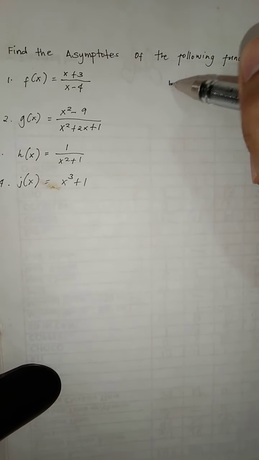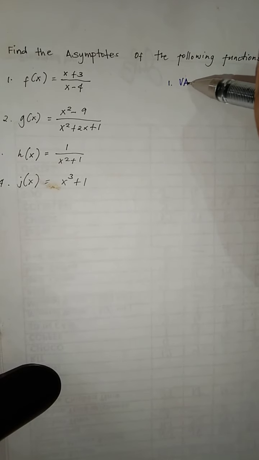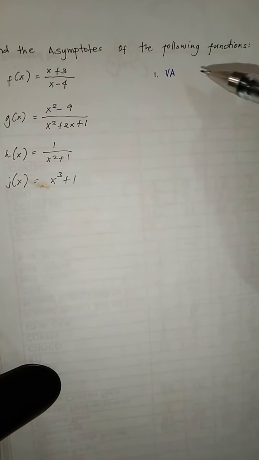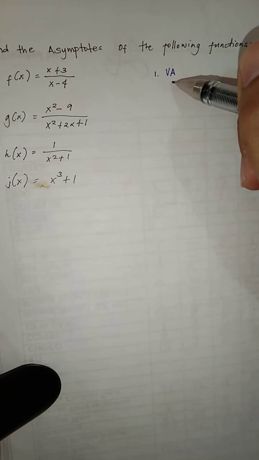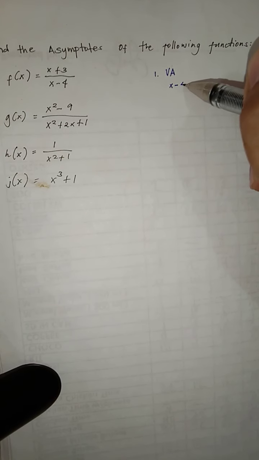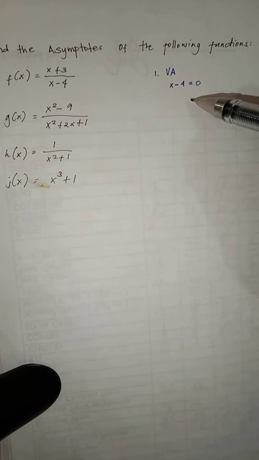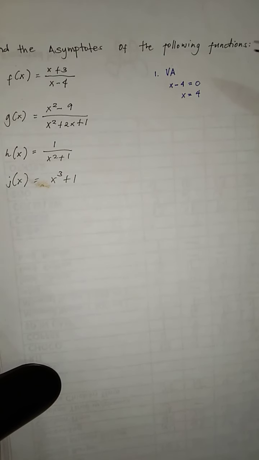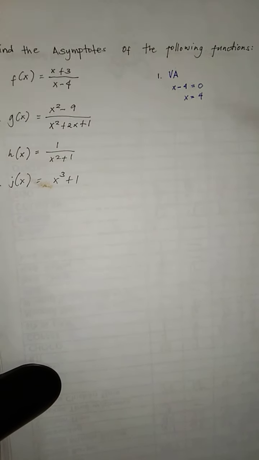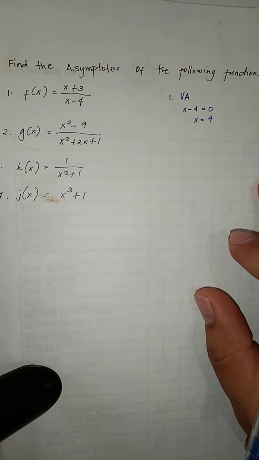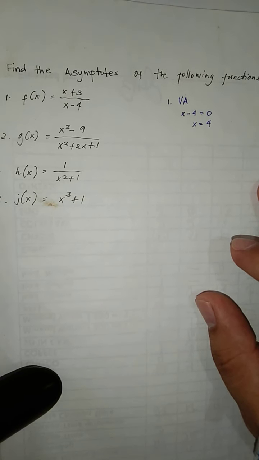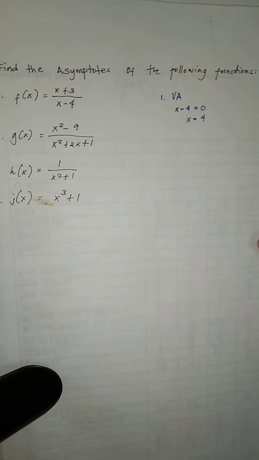For number 1, first we will identify the VA. To identify a possible candidate for VA, let's look for the zeros in the denominator. So let's equate the denominator, x minus 4, to 0. Solving for x, you will get x equals 4. This means that at x equals 4, the denominator of the original function f of x is equal to 0. Now let's test if one of its one-sided limits approaches infinity, because that is one of the conditions for the VA.